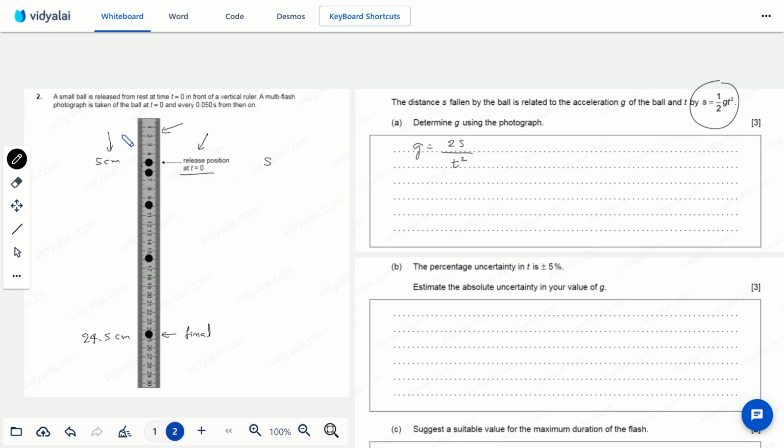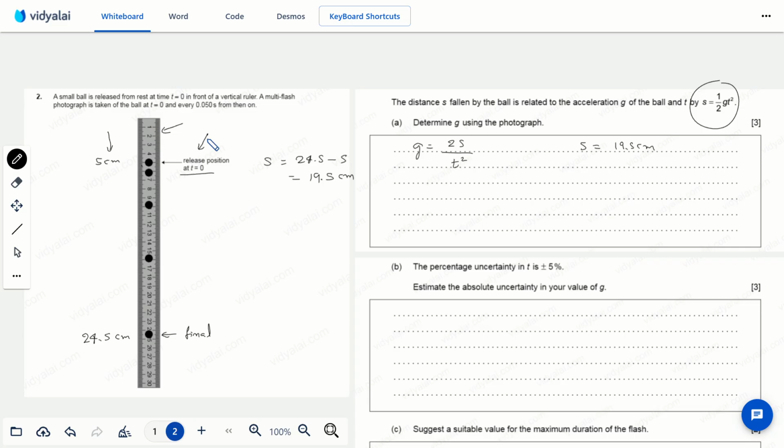The difference between these two measurements would give me the value of s, which is 19.5 centimeters. So we got the value of s.